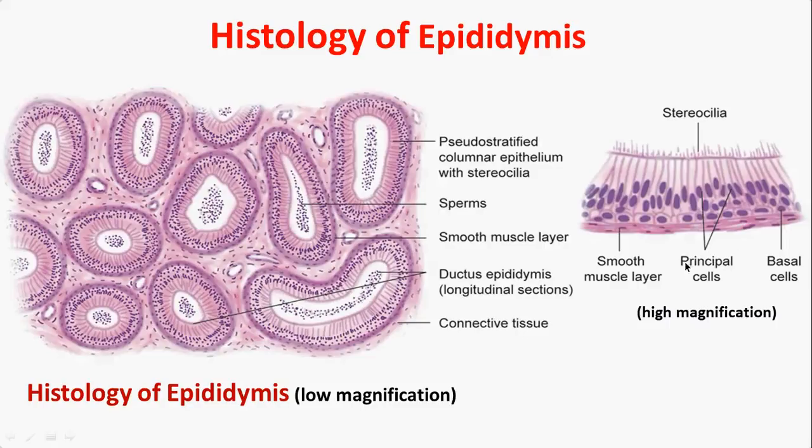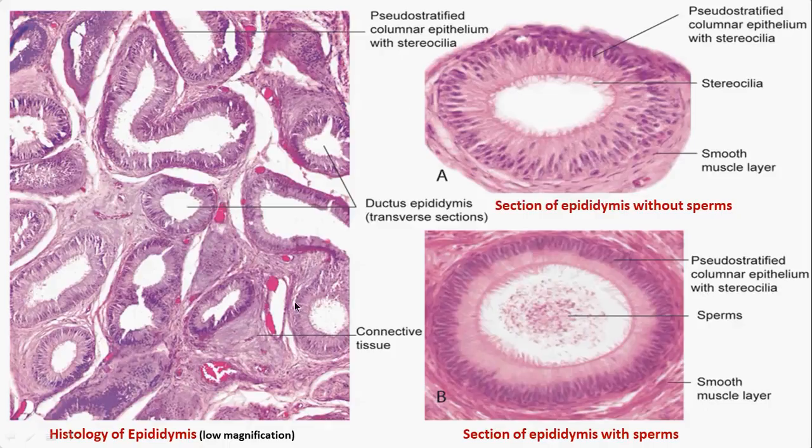So this figure you can also draw, showing the stereocilia. There is a pseudostratified columnar epithelium with stereocilia. This is another figure. We are not going to discuss much about this, but A is a section of epididymis without sperm, and B is a section of epididymis with sperm. So this is about having sperm or not in the epididymis.